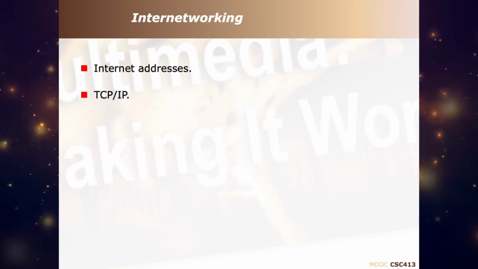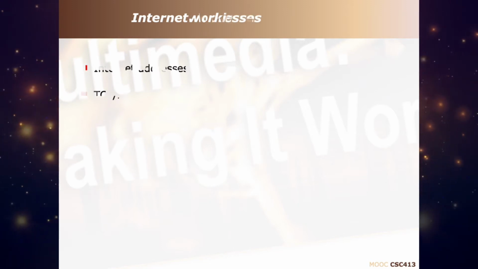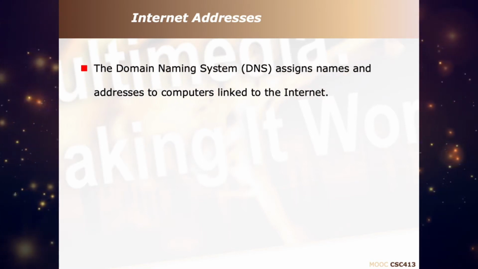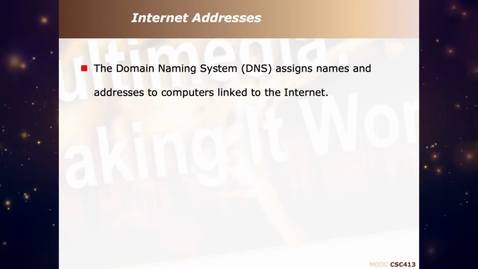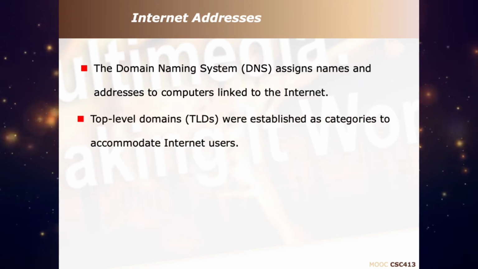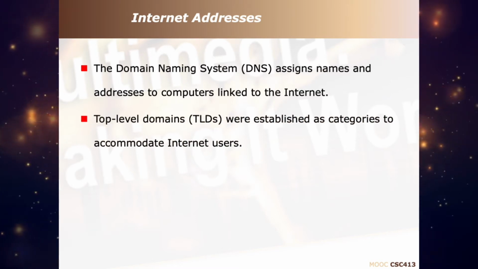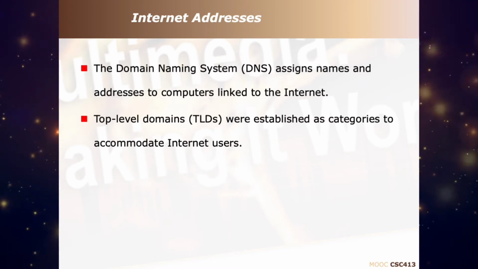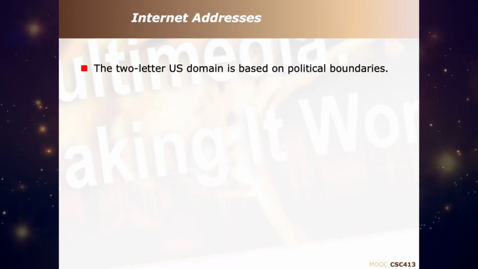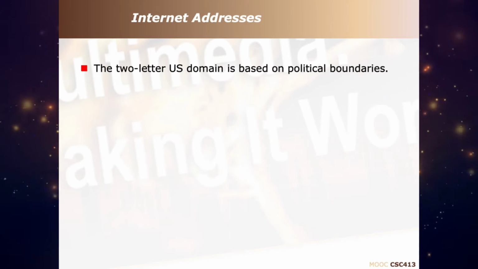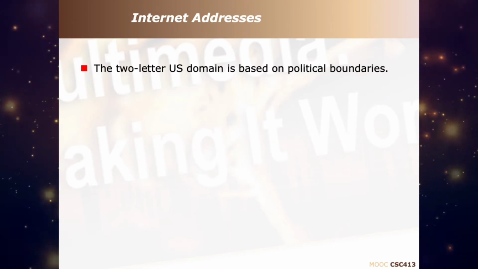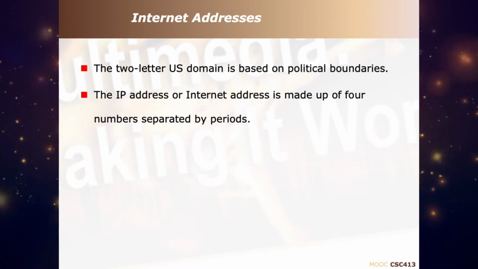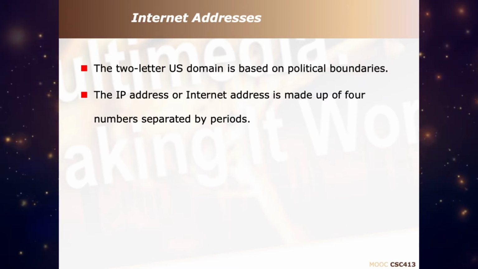Internet addresses. TCP/IP. Internet addresses. The Domain Naming System (DNS) assigns names and addresses to computers linked to the internet. Top-level domains (TLD) were established as categories to accommodate internet users. The two-letter US domain is based on political boundaries. The IP address or internet address is made up of 4 numbers separated by periods.